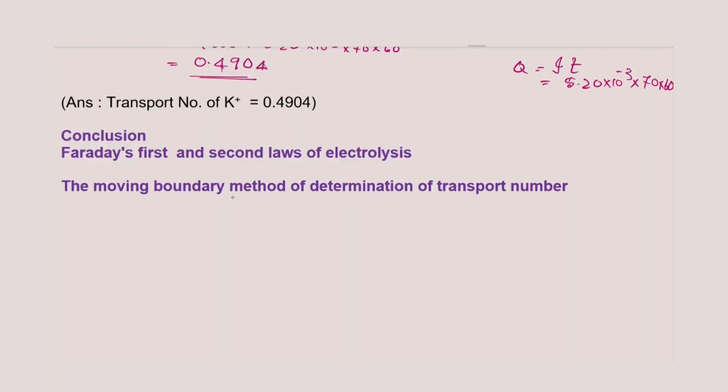And next, we saw the experimental determination of transport number with another method known as the moving boundary method, from which you can calculate the transport number of a cation, T plus is equal to L into A into C into F divided by 1000 Q, where L is the distance through which the boundary is moved, A is the area of cross section of the tube, C is the concentration, F is Faraday, which is equal to 96,500 coulombs, and Q is the total quantity of current passed through the electrolyte.